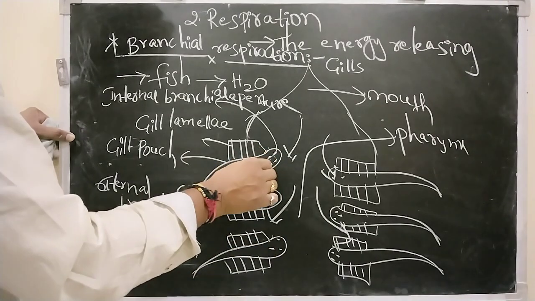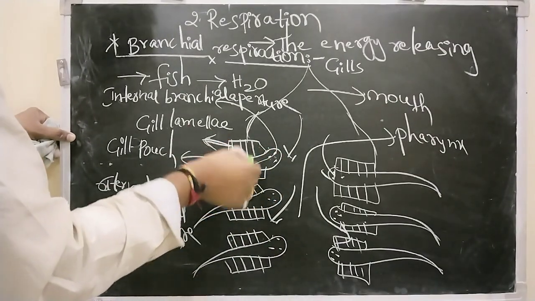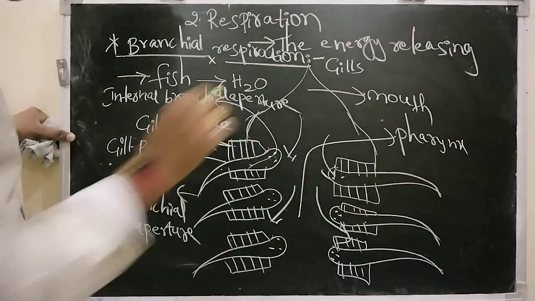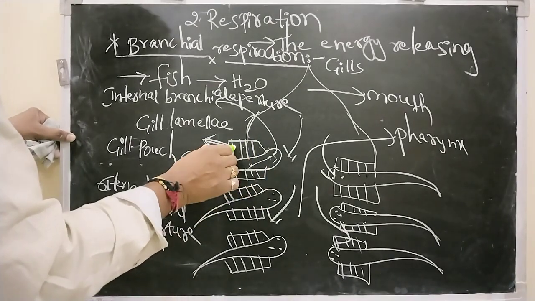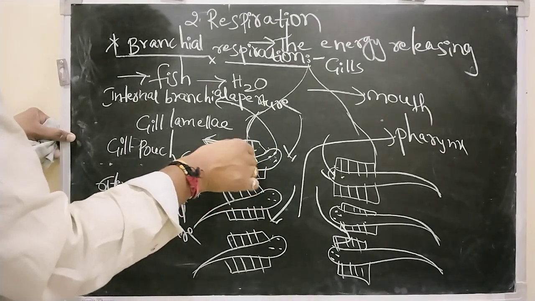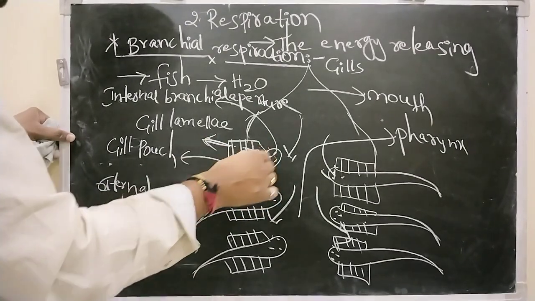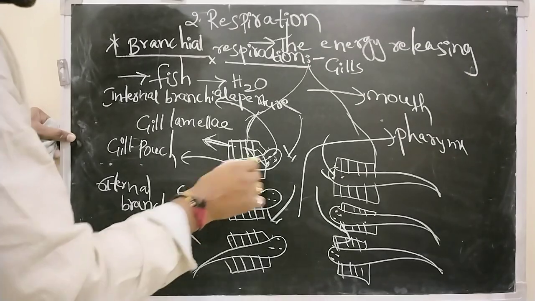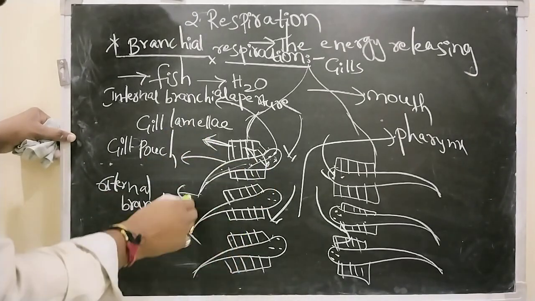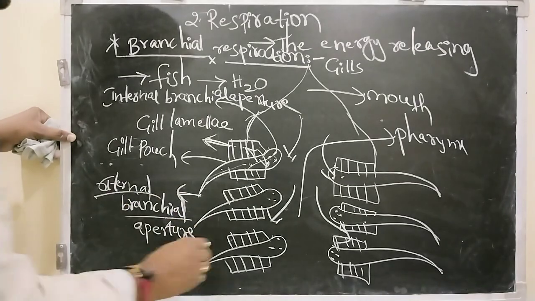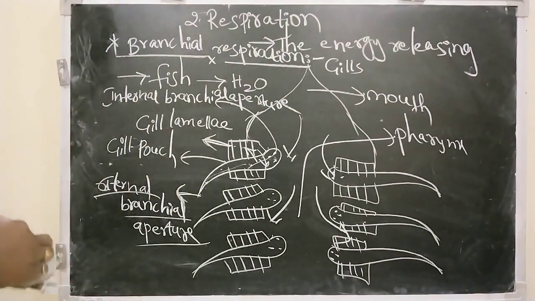So when the water enters into the gill pouches through internal branchial apertures, the gill lamellae take the oxygen from that water and distribute it to the total body. And now what will happen here? The gas exchange occurs. The oxygen is taken from the gill pouch by gill lamellae and carbon dioxide is given to the gill pouch. Now the water contains more carbon dioxide and less oxygen in the gill pouch. So the water which contains more carbon dioxide is sent outside through the external branchial aperture. So this is how branchial respiration occurs in fishes. Next one.